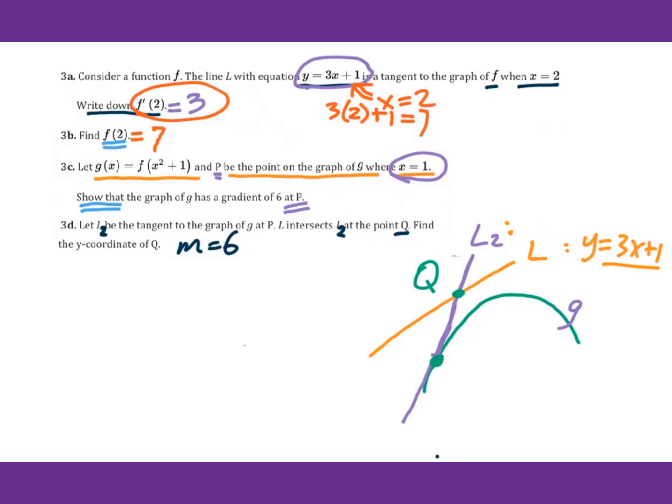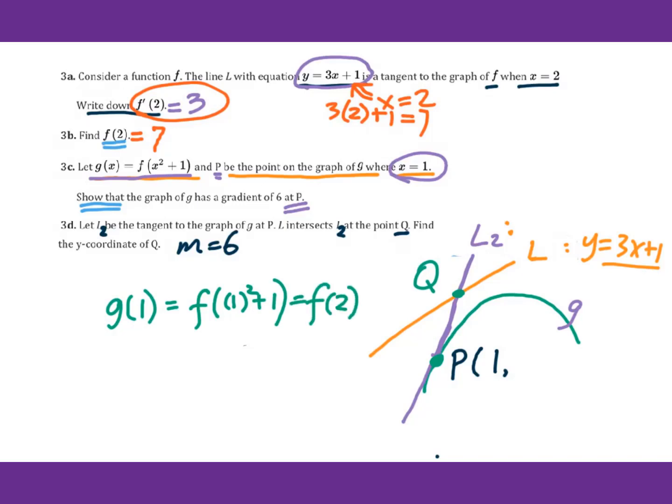This point is given as P. I need a y-coordinate for P. So we plug x equals 1 into the g function. You will get g of 1 equals f of 1 squared plus 1, every single x turning into 1. So you get f of 2. We already figured out f of 2 equals 7. In other words, we know the coordinate for this P will be (1, 7).